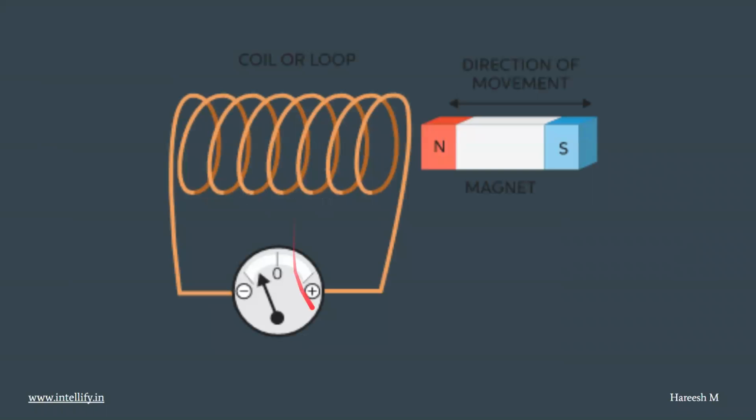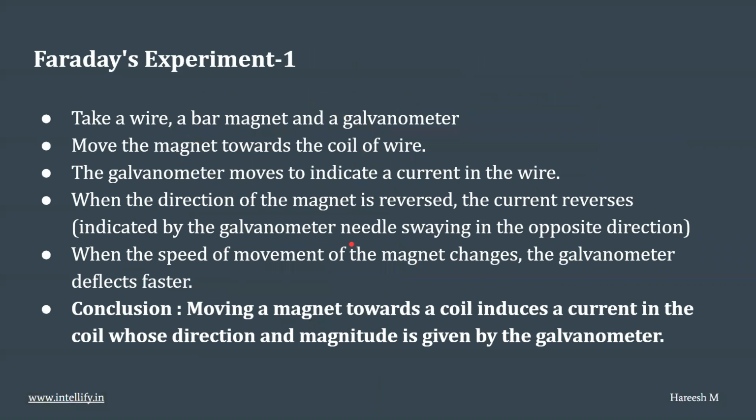So what he's trying to say is that when he kept this setup and moved the magnet towards the coil, there was a current inside the coil. When he moved it away, there was another current, but in the opposite direction. And when he varied the speed of this magnet, the deflection was also faster. So what he concluded from his first experiment was that moving a magnet towards a coil induces a current in the coil whose direction and magnitude is given by the galvanometer.